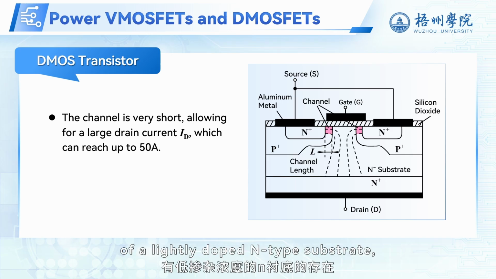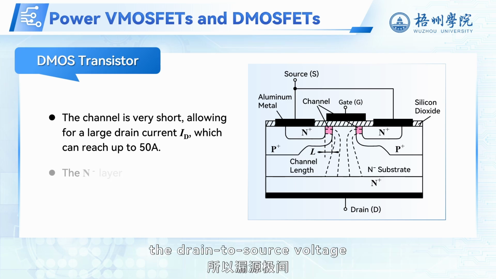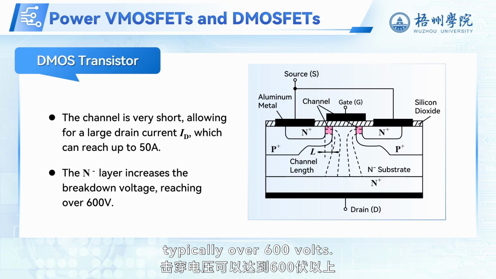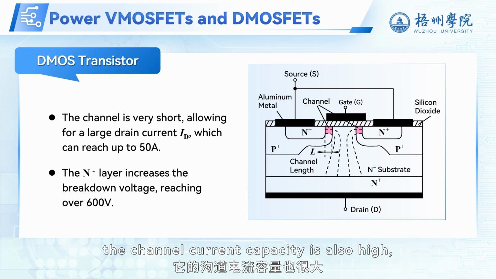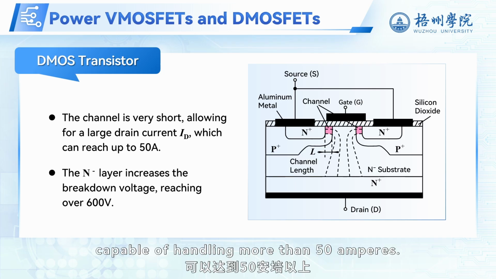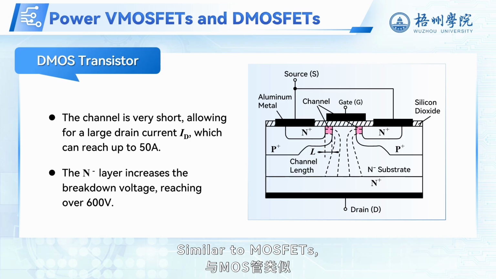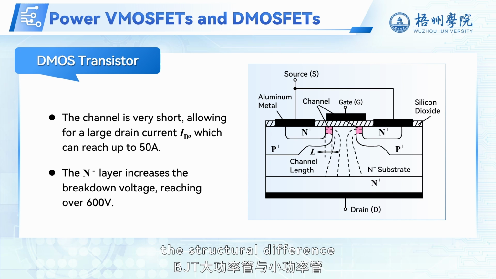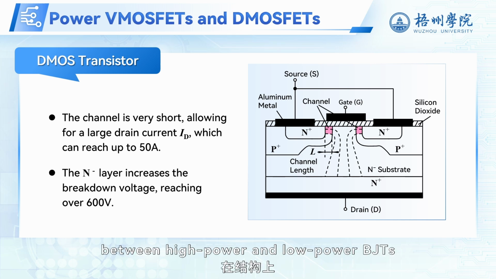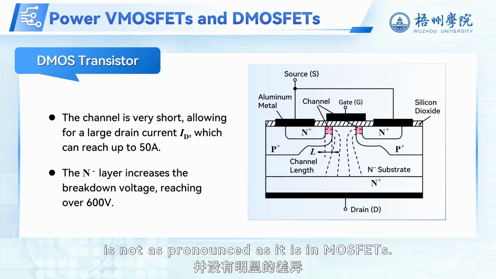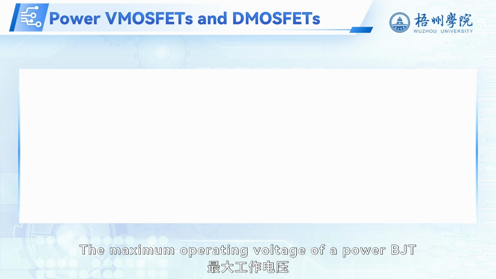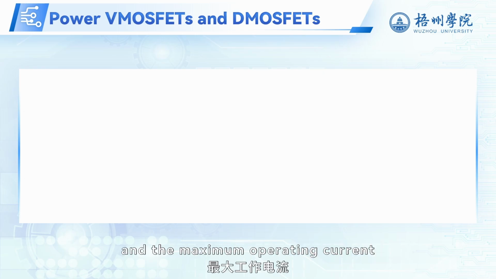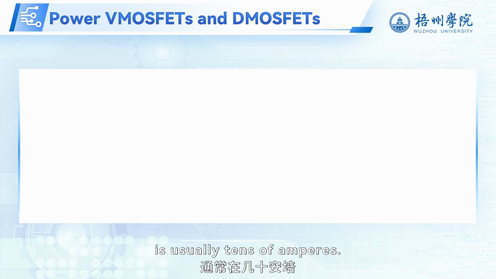However, thanks to the presence of a lightly doped N-type substrate, the drain-to-source voltage can withstand high breakdown voltages, typically over 600 volts. In addition, the channel current capacity is also high, capable of handling more than 50 amperes. Similar to MOSFETs, BJTs also have high-power versions. However, the structural difference between high-power and low-power BJTs is not as pronounced as it is in MOSFETs. The maximum operating voltage of a power BJT typically ranges from several hundred volts to over 1000 volts, and the maximum operating current is usually tens of amperes.